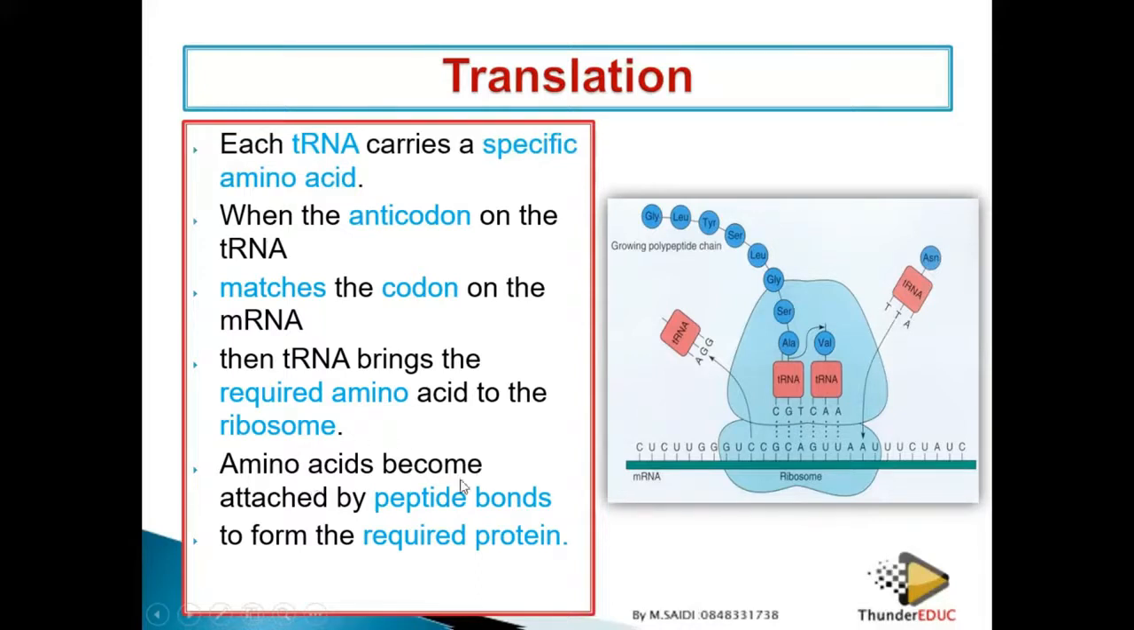So now the amino acids are joined together. It keeps on bringing, and the amino acids are joined together by these bonds, which are called peptide bonds, to form the required protein. And then you form this polypeptide chain, and it grows. Once it is more than 50 amino acids, then we call it a protein. If they ask you what this is, it is called a polypeptide chain.